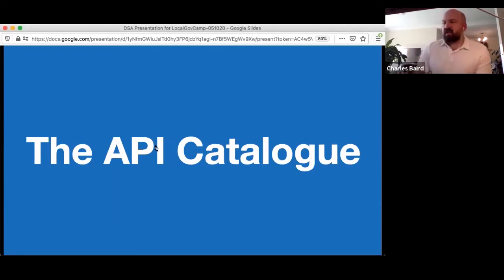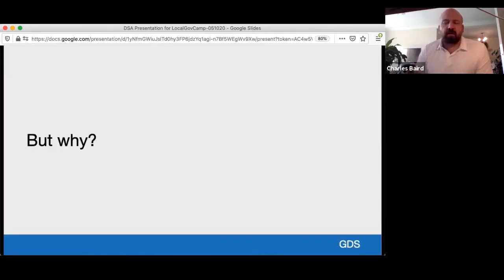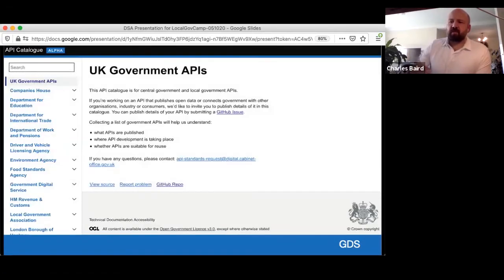So as I said, I joined in July and was tasked to set up the government API catalogue. But why? Whenever I call people and explain to them that I'm setting up a government API catalogue, they ask me first. So there has been a government API catalogue in what you might call proof of concept stage for about a year now. It was set up on the back of the API and data exchange community, which has been run out of GDS for a few years.